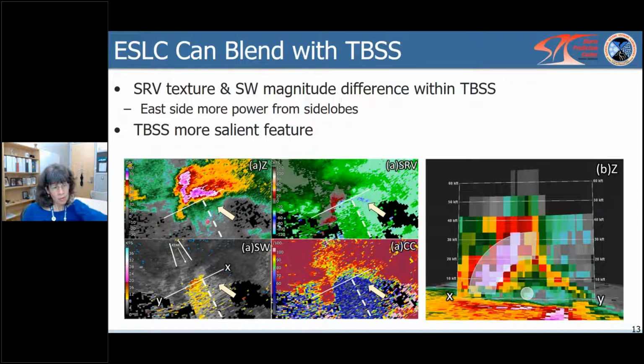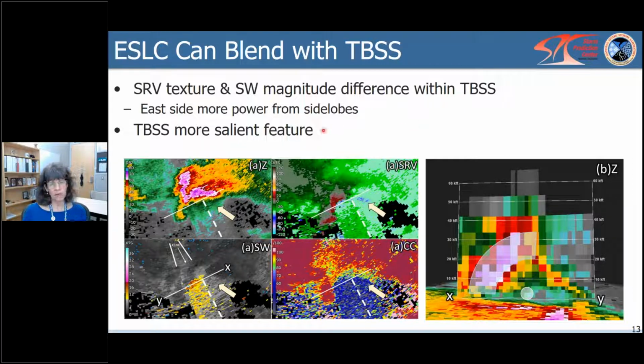And within this three-body scatter spike swath, notice there's something different on the east side compared to the west side, especially with the spectrum width. And there's some differences with the velocity. It doesn't show up quite as well. But the east side of our swath is towards the X in a cross section, and we've got a lot more power from hydrometeors aloft for the side lobes to strike on this side of the three-body scatter spike, which to me is just an item of interest.